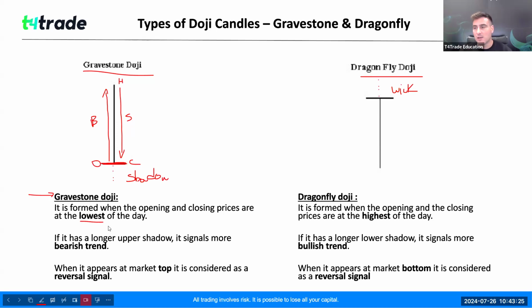Okay, so the gravestone doji, it is formed when the opening and close prices are at the lowest of the day, and this could be interpreted as a bullish signal. Okay, if it has a longer upper shadow, it signals more of a bearish trend, whereas if it appears at the market top is considered as a reversal signal, much like the actual one.